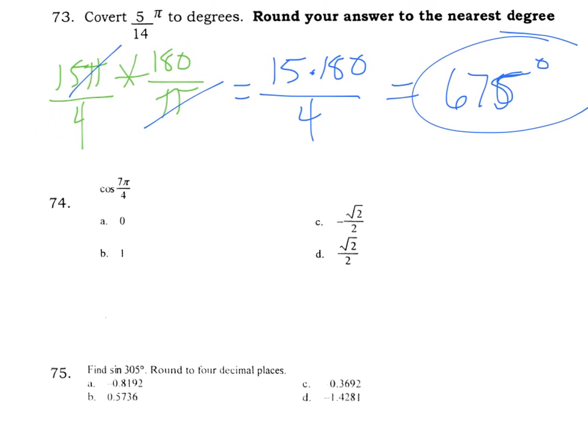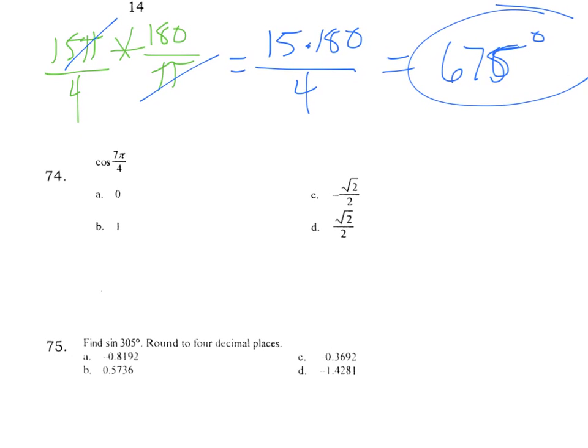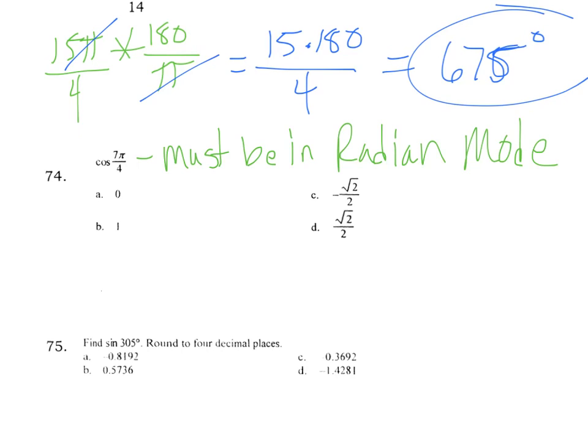Okay, 74 says, what is the cosine of 7 pi over 4? Ladies and gentlemen, here's what you need to do. You need to use your calculator, but you must be in radian mode. If you don't do that, you are going to get the wrong answer because it's going to think that's a number of degrees. How do I know it's not a number of degrees? There is not a degree symbol. Also, I see pi. So I'm going to flip it into radian mode right now, and I am going to say cosine of 7 pi over 4.